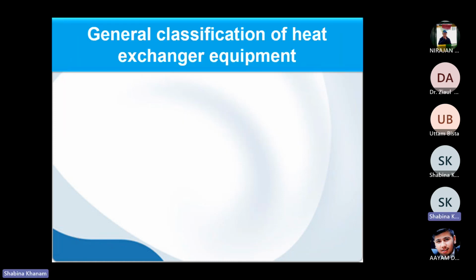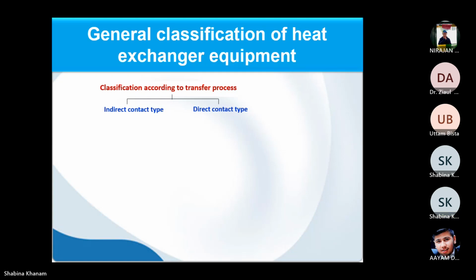So we have this general classification of heat exchanger equipment, and as far as this classification is concerned, we will cover different domains. The first domain will be the classification according to transfer process. Why am I saying this classification? Because you should understand what the different heat exchangers are and where these exchangers are used in the chemical process. So we will cover this classification before starting the design of the shell and tube heat exchanger. As I have told you, I will cover it in different domains. The first is the transfer process.